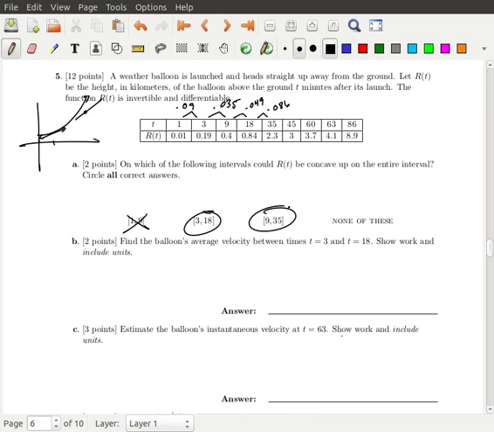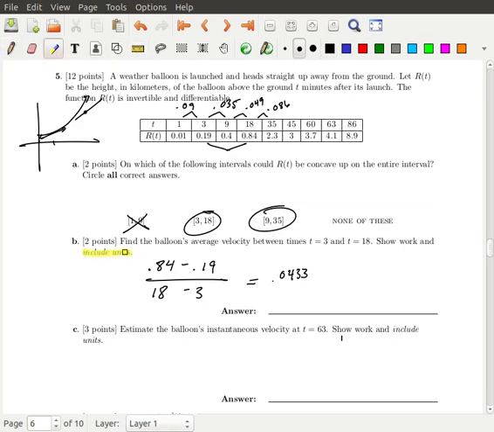Find the balloon's average velocity between the times t equals 3 and t equals 18. So we're going to look at these points, 3 and 18, and we're just going to take the slope between them. It's easy, we've been doing that. How about I'll actually write that down here. We'll do 0.84 minus 0.19 divided by 18 minus 3. And I'm getting that that is 0.0433.